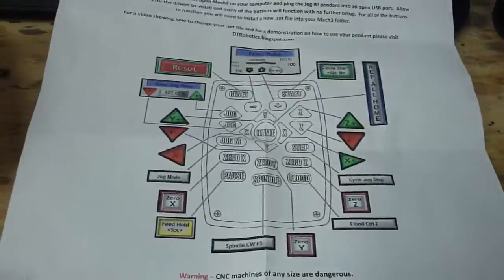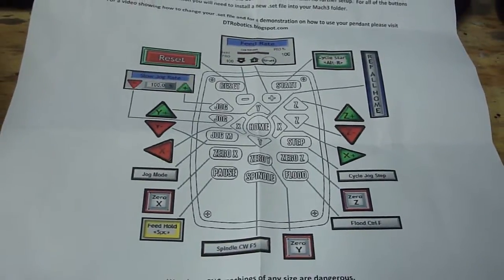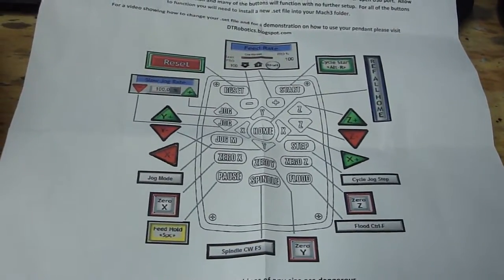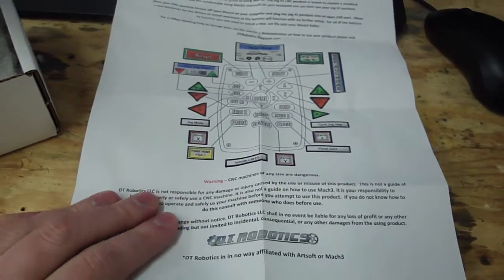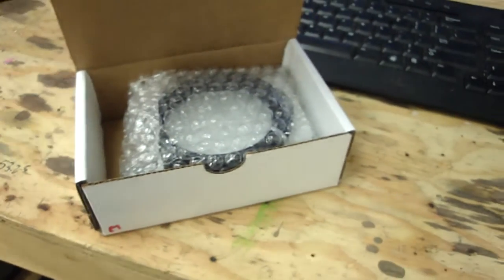The main thing that you'll see on it is a graphic of the Jogit pendant with all the buttons that correspond with the Mach 3 buttons. And then a warning down here you should read asking you not to kill yourself with this product. So let's look at the pendant itself. It ships in a little bubble wrap sleeve. Let's open it up. Get it out.